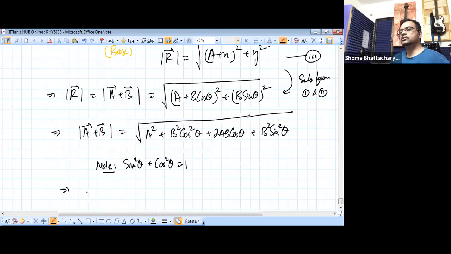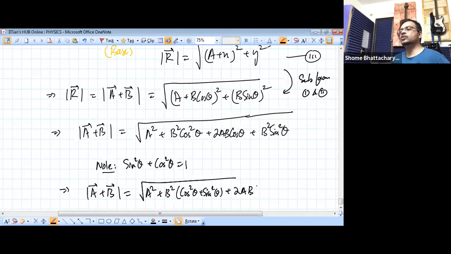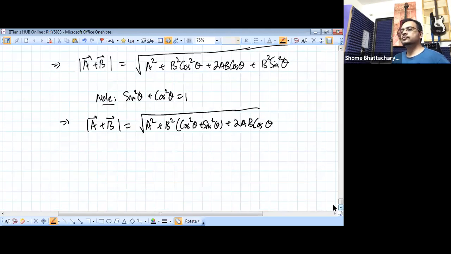So use that. So mod of a plus b becomes root of a square plus b square if you take common. So you have cos square theta plus sin square theta. This whole thing will become unity, and then that 2ab cos theta term will remain. So magnitude of a plus b is, now we have a ready-made formula.